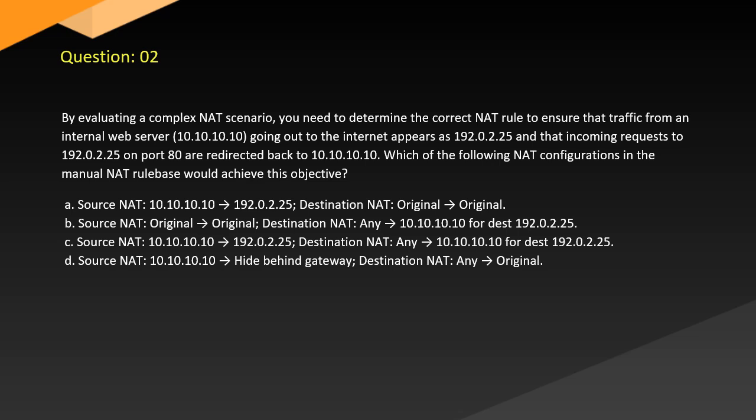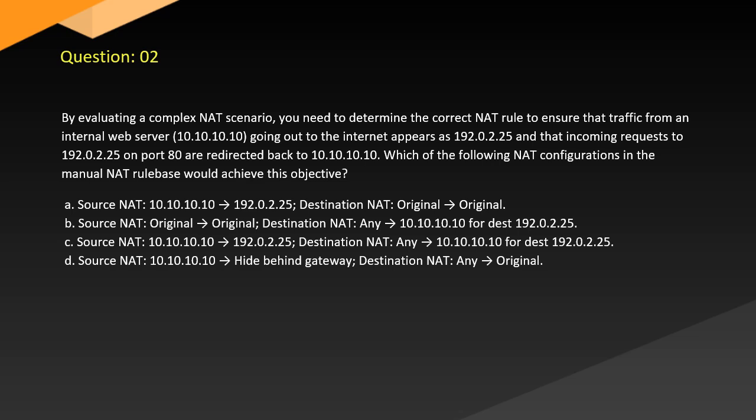Question 2. By evaluating a complex NAT scenario, you need to determine the correct NAT rule to ensure that traffic from an internal web server 10.10.10.10 going out to the internet appears as 192.0.2.25 and the incoming requests to 192.0.2.25 on port 80 are redirected back to 10.10.10.10. Which of the following configurations in the manual NAT rule base would achieve this objective?